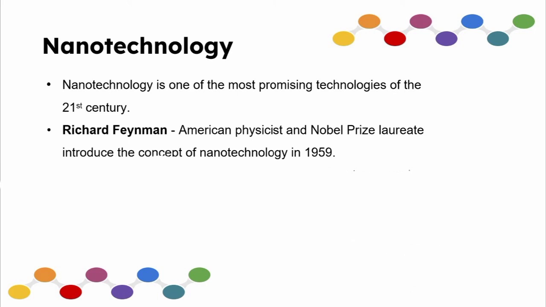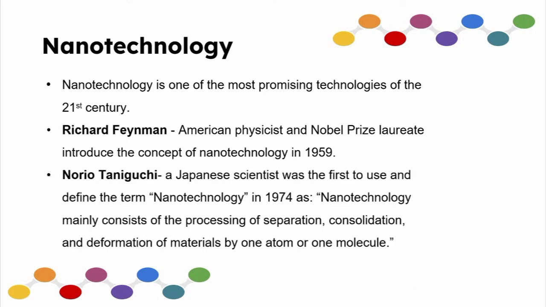This new idea demonstrated that Feynman's hypotheses have been proven correct, and for this reason, he is considered the father of modern nanotechnology. After 15 years, Norio Taniguchi, a Japanese scientist, was the first to use and define the term nanotechnology in the year 1974, as nanotechnology mainly consists of the processing of separation, consolidation, and deformation of materials by one atom or one molecule.